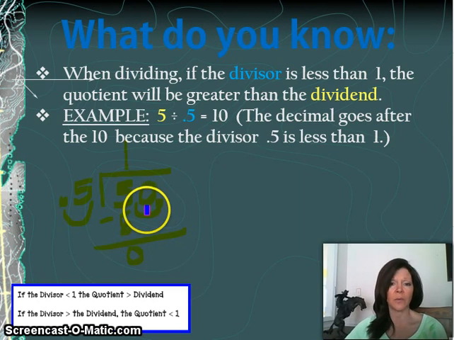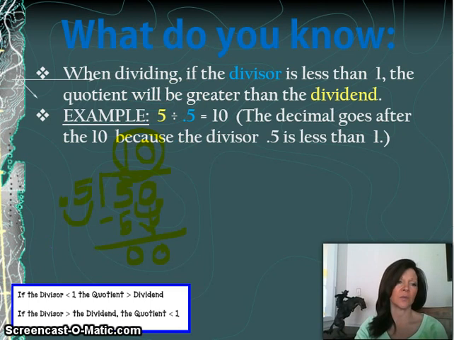You have a 0 you have to bring down. You bring that down. 5 goes into 0 0 times, and there is your 10. So again, when dividing, if the divisor is less than 1, the quotient is going to be greater than your dividend, and your original dividend was 5.